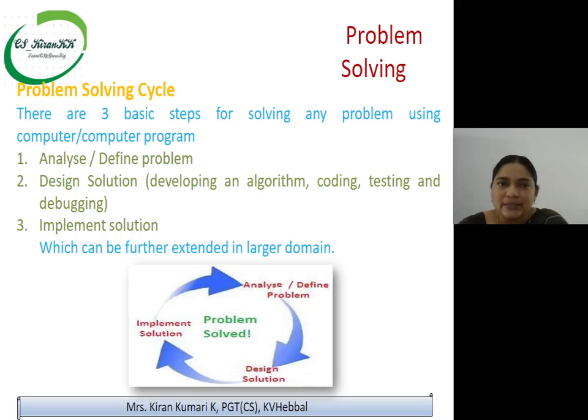You have to analyze the problem, like you have to gather the requirements related to that problem. What type of data is needed, what type of inputs, what type of outputs, right? Also, what are the formulas to be used to solve this kind of problem. Then we will come to a design solution, that is developing an algorithm, coding, testing, and debugging, all these things. So design solution. After designing that solution, we will practically implement the solution, which can be further extended in larger domain.